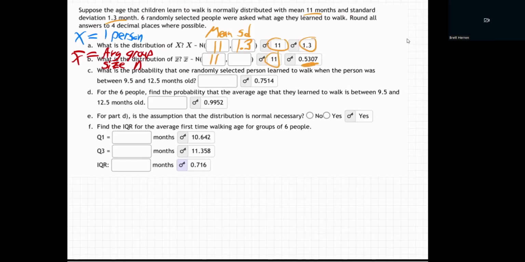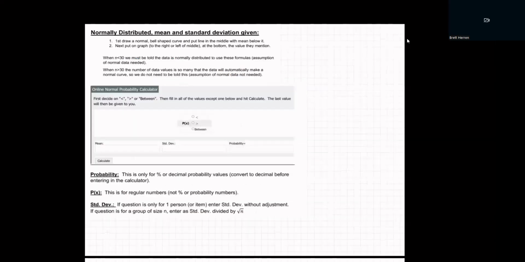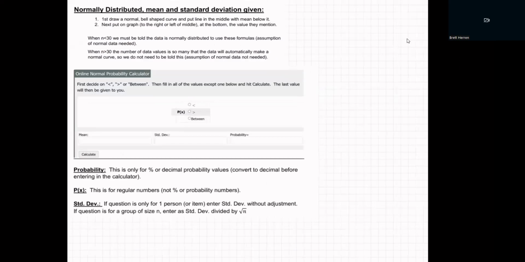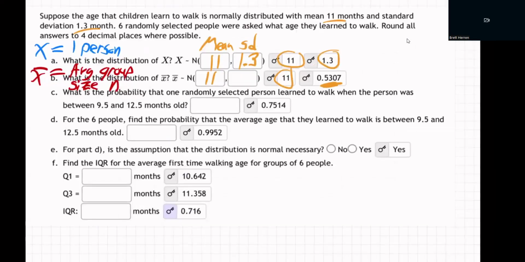Why? Well, it's in the notes here. Let me show you the notes. This is the notes to help with this stuff. So standard deviation, if the question is only for one person or item, enter standard deviation without adjustment. If the question is for a group of size n, enter standard deviation divided by the root of n. It's going to change the standard deviation. So this is going to be 1.3 divided by the square root of n. What is n? It's 6. N equals 6. It's the group size. So how many people in your study? Divided by the square root of 6. And what you'll get is this number right here. So there is the standard deviation.